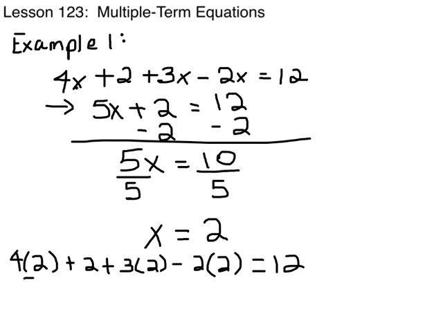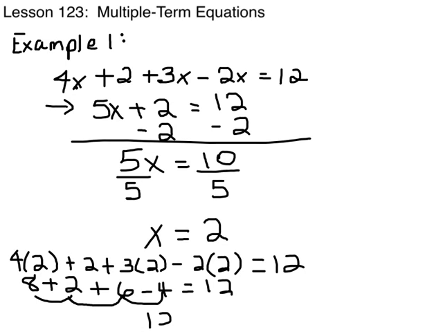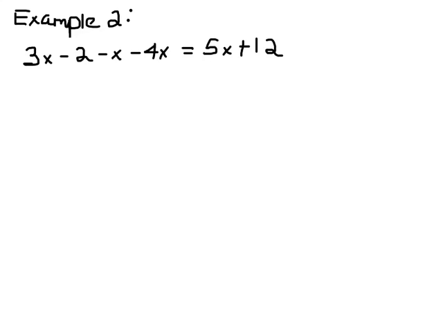4 times 2 is 8 plus 2 plus 3 times 2 is 6 minus 2 times 2 is 4. Well, 8 plus 2 is 10. 10 plus 6 is 16. 16 minus 4 is 12. And 12 does equal 12. Okay, let's do our next one.